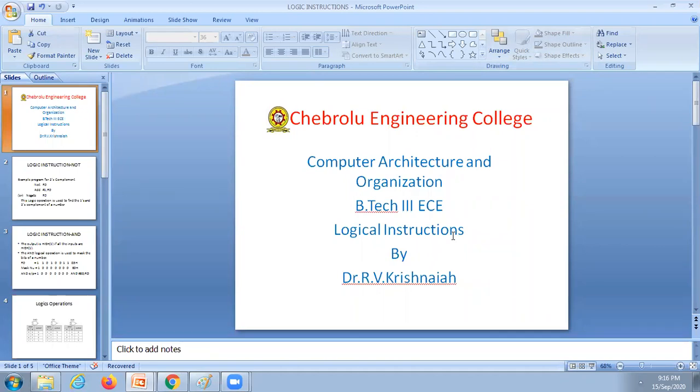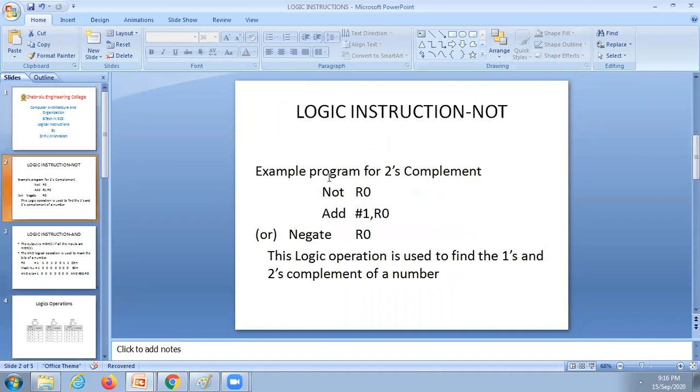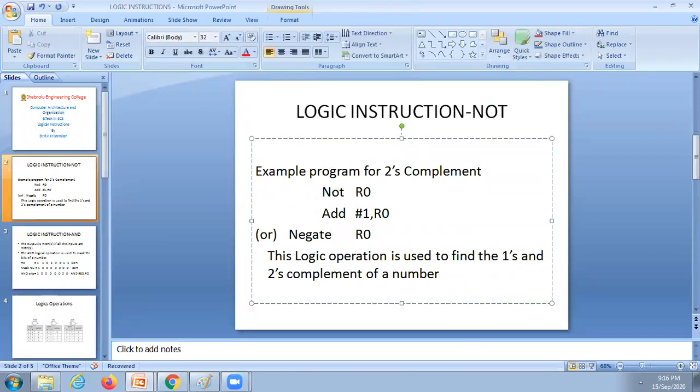In this session, we are going to discuss the logical instructions of a CPU. What are the logical instructions available in the CPU, in the processors? In total, there are 4 logical instructions. They are: first one is NOT operation, then OR, and XOR operation.